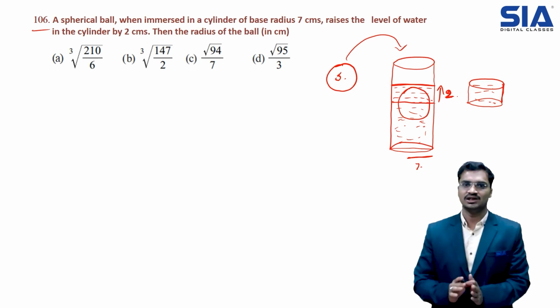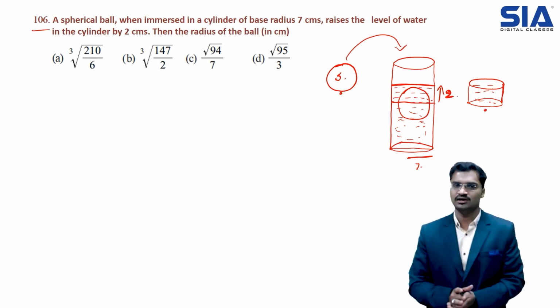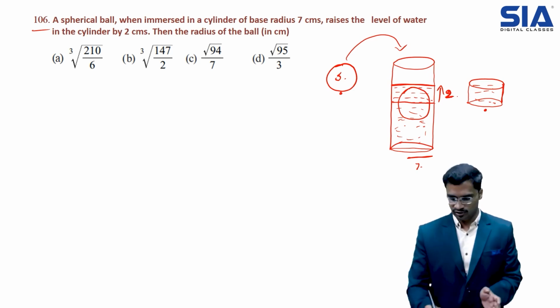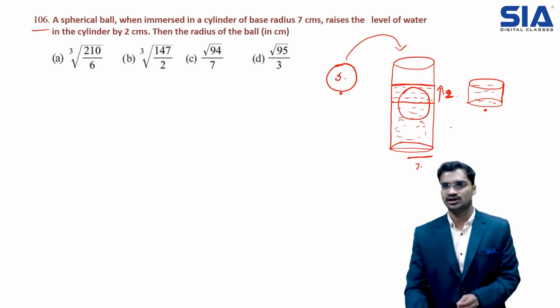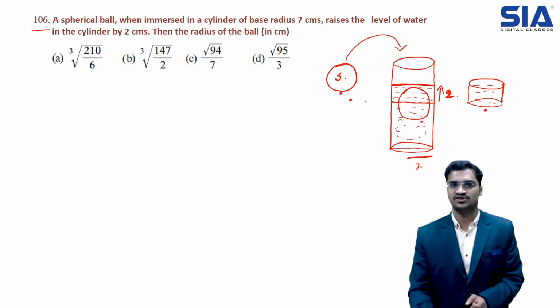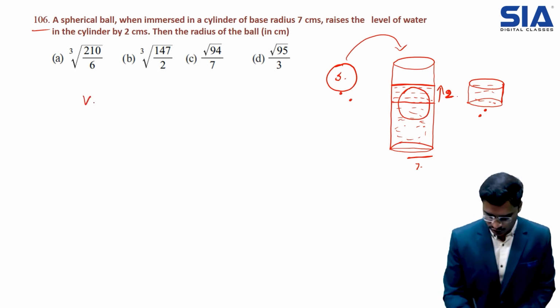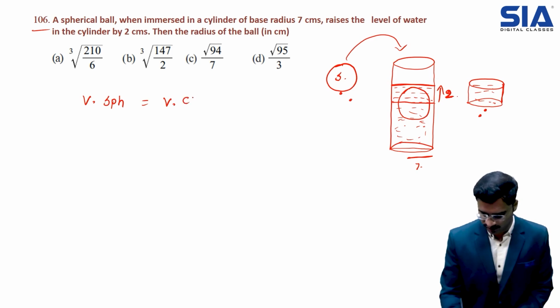So this is nothing but, the volume of this sphere and the volume of this smaller cylinder, both of them are equal, because after the insertion of this sphere in this cylinder, the volume increasing is this much. So I can say that the volume of this cylinder and the volume of this sphere are equal. So let us equate them. We should equate the volume of the sphere with the volume of the cylinder.